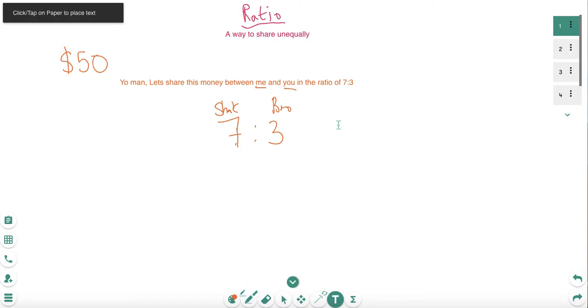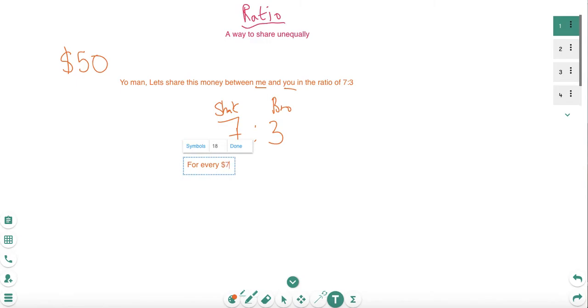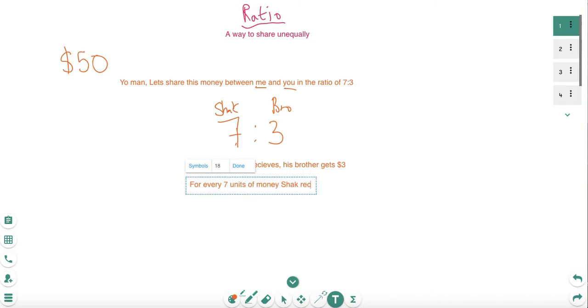Pretty basic, guys. 7-3 means for every $7 Shaq receives, his brother gets $3. Okay? It can also mean another thing. For every 7 units of money Shaq receives, his brother gets 3 units. All right? And a unit is a certain amount of money. It could be $1 or it could be $10. We're going to find that out in this question, okay?